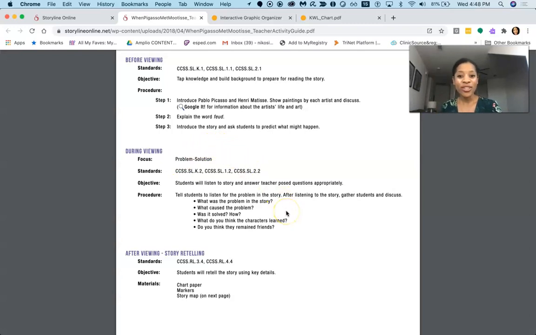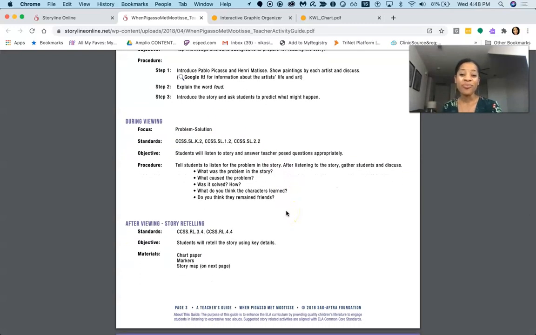Okay. And so then you can pose questions to your students, such as what was the problem in the story? What caused it? How was it solved? What do you think the characters learned? And do you think they remained friends after that? And in order to do this, a lot of times I like to use a graphic organizer with my friends. I mean, who doesn't like to use a graphic organizer, guys?